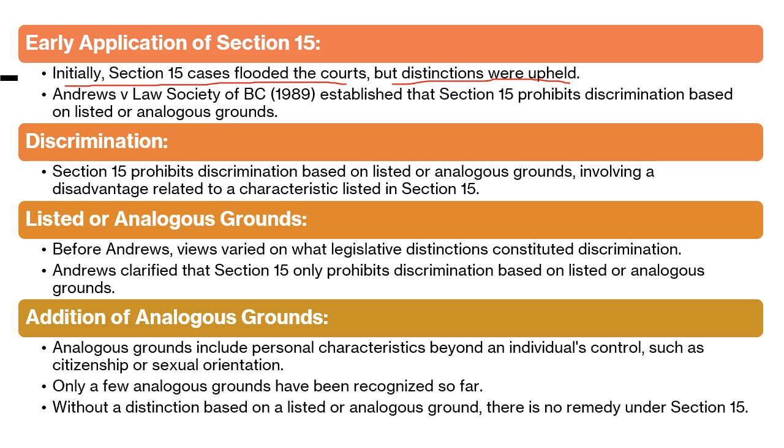Andrews versus Law Society of BC established that Section 15 prohibits discrimination based on listed or analogous grounds. So here, with listed grounds, analogous grounds also got added. We all know that nobody can discriminate on the nine grounds, but after Andrews we have a few other additional grounds as well. Those characteristics which go beyond individual control, like citizenship, sexual orientation and a few other analogous grounds, are also the ones which call for equality rights.